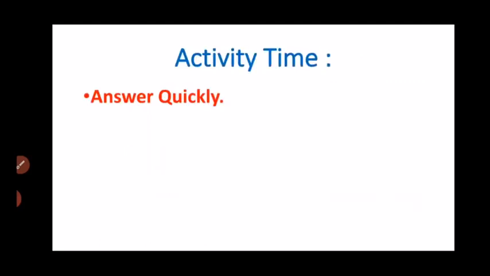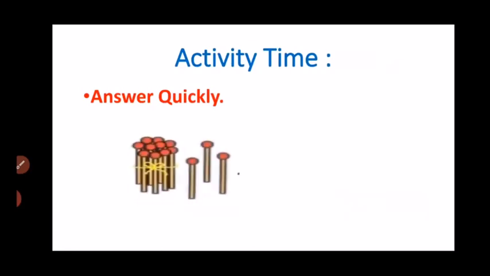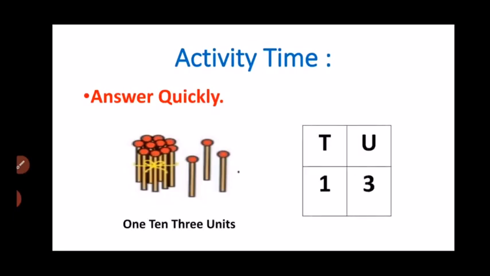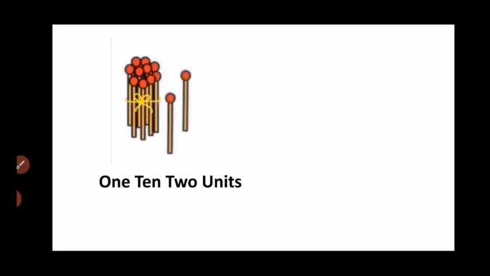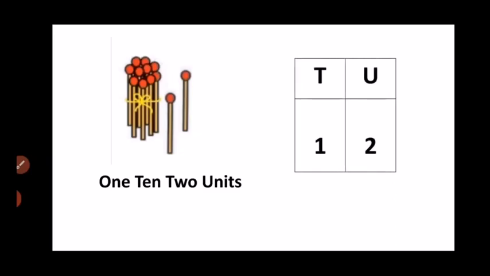Students, here is a small activity for you all, and you have to answer it quickly. 1 ten, 3 units make 13. So 1 is in the tens place and 3 is in the units place. Now the next one. 1 ten, 2 units make 12. So 1 is in the tens place and 2 is in the units place.